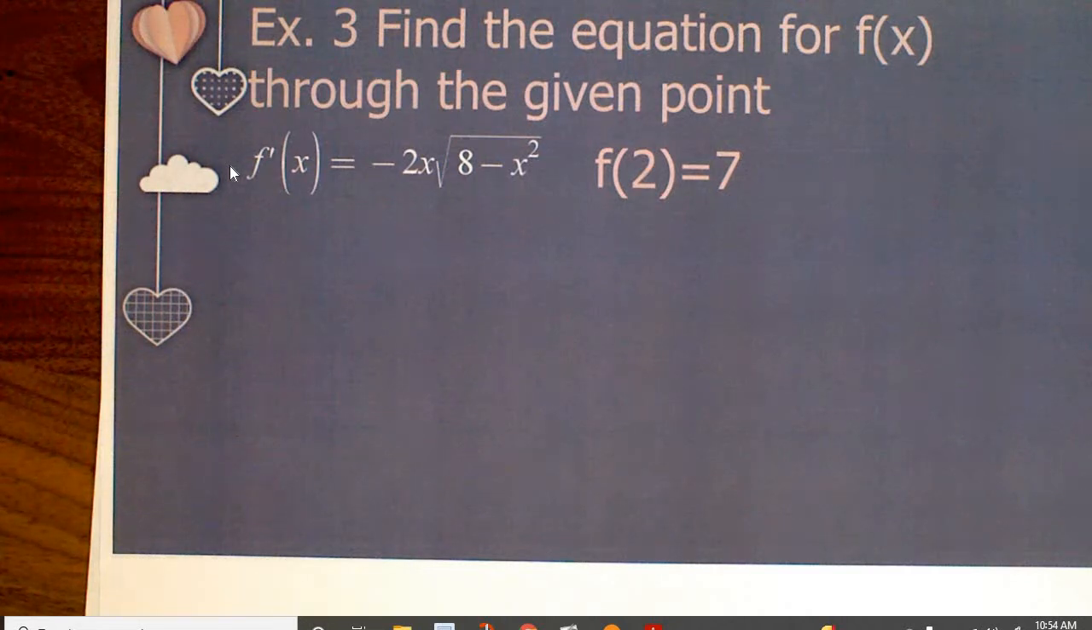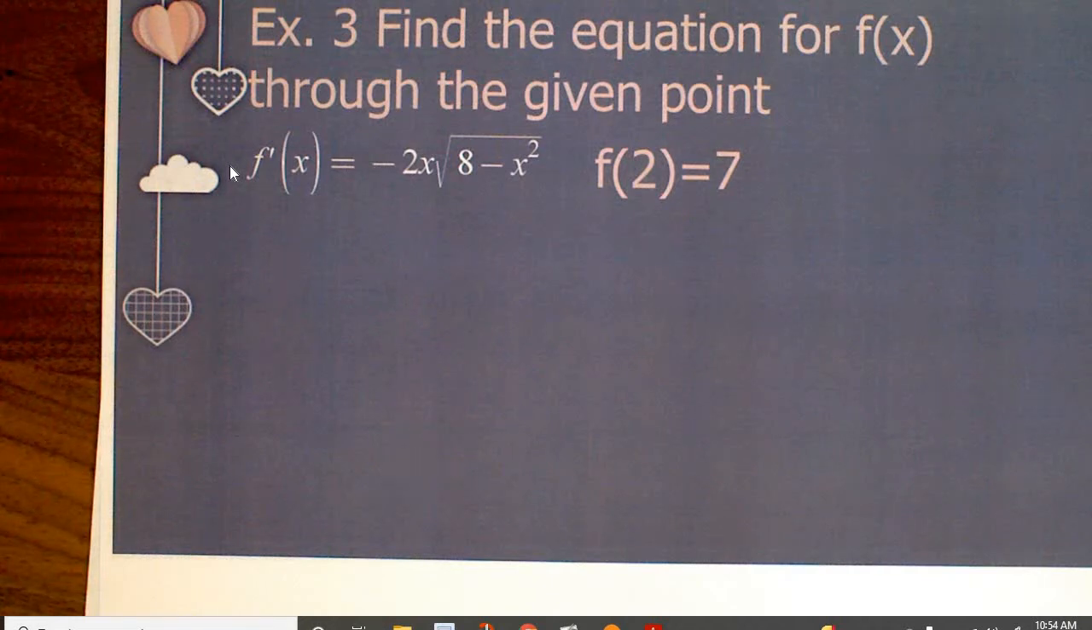Alright, so on this next one, we don't necessarily have a definite integral, but notice that they say to find the equation for f of x through the given point. So it's technically a definite integral because they give us a point that we're needing to plug in. However, we're not going to have to change any bounds or anything this time because it's given to us as a point, which means that whenever we do the u sub, we will need to substitute our x's back in.